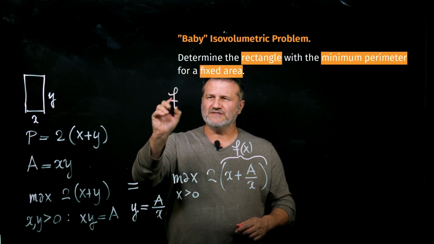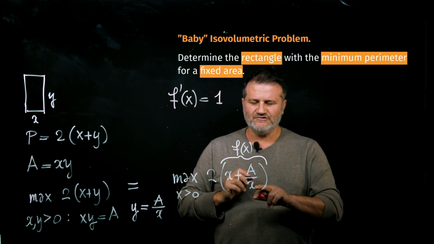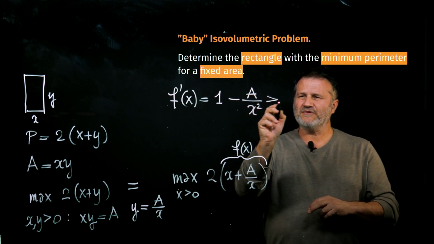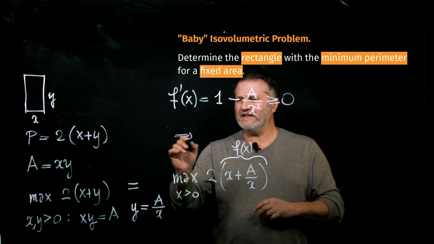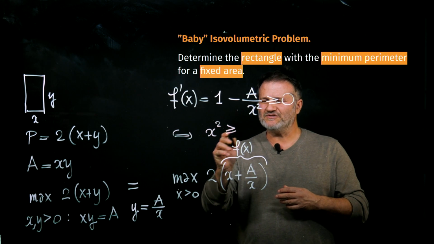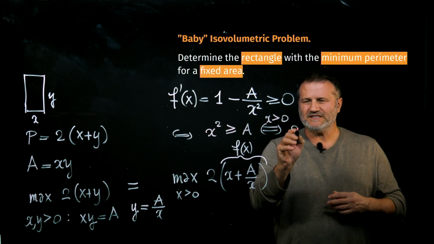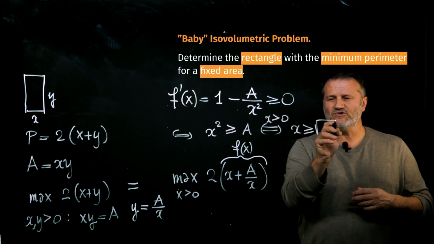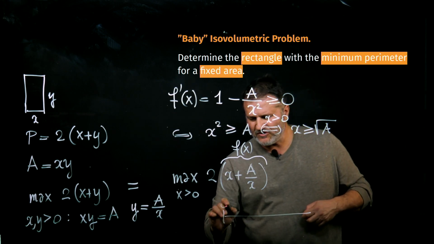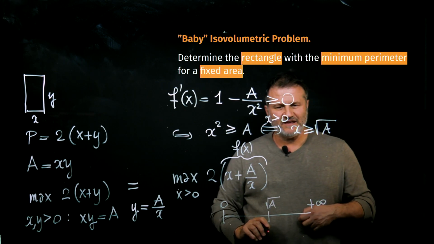So we start computing the derivative of this, which is equal to the derivative of x, which is 1, and the derivative of a over x, which is minus a divided by x squared. So this is greater or equal than 0 if and only if a over x squared is less or equal than 1, or x squared is larger than a. And since here x is positive in the problem, this means that x must be greater or equal than the root of a. So we have this diagram from 0 to plus infinity. There is the value root of a, where something happens.